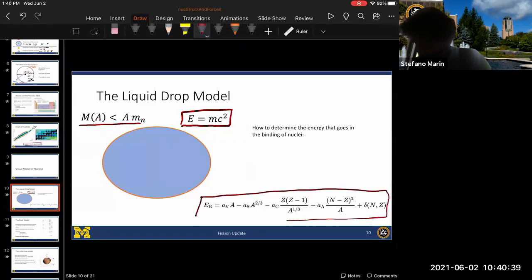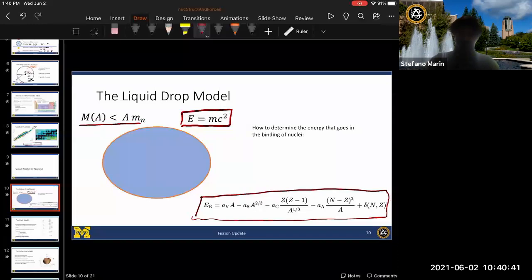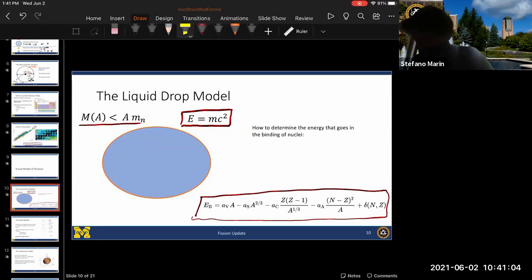These parameters are usually just fitted to experiments. They're not really determined from theory. It basically describes the nucleus as if it was a liquid drop up to a certain point, and then it starts adding electromagnetic terms, and then it starts adding really quantum mechanical and very much nuclear terms. So let's start with the terms that are easy to understand.